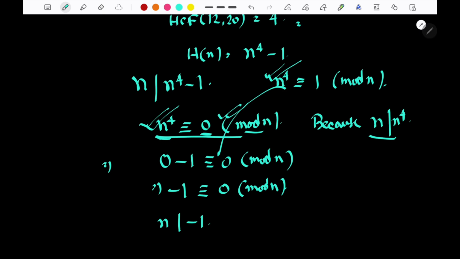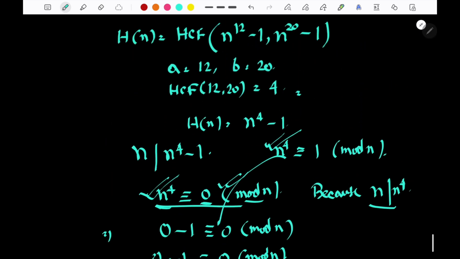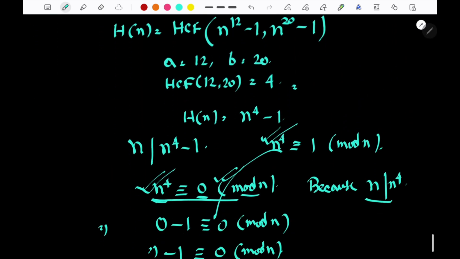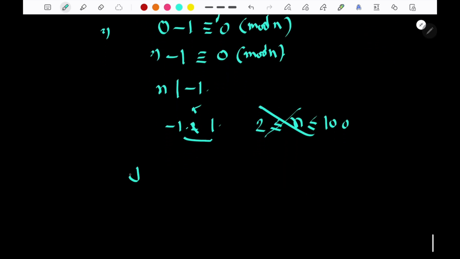n must divide minus 1. Now what are the integers that divide minus 1? Minus 1 and 1 are the only two integers. But what we asked, n shall lie from 2 to 100. Not possible. No solution. So there is no solution. So number of integers is equal to 0. Super. Super.